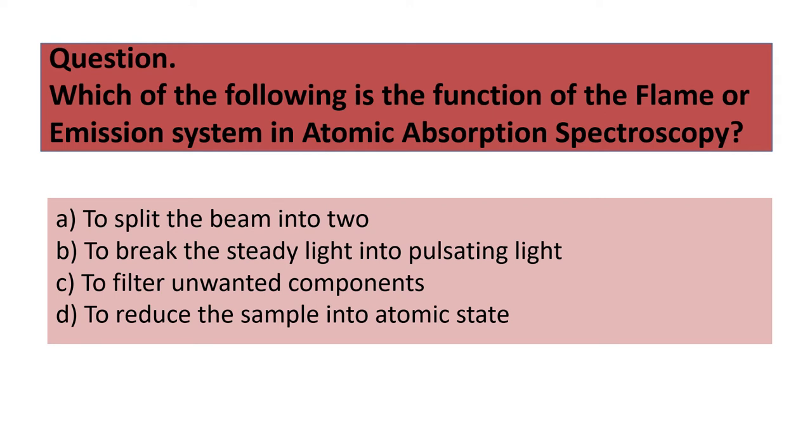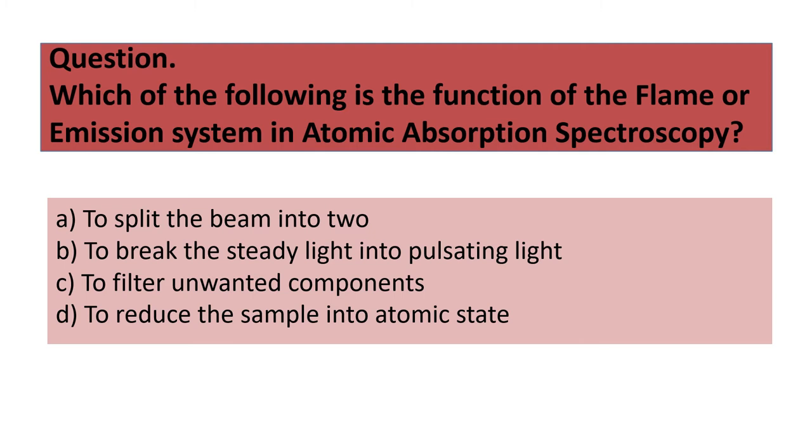So there are four options. First of all, to split the beam into two. So splitting of beam is done by splitter, while the second option is to break the steady light into pulsating light. Yes, so the conversion of steady light into pulsating light is done by the other part in this atomic absorption spectroscopy called the chopper. So this is not our right answer.